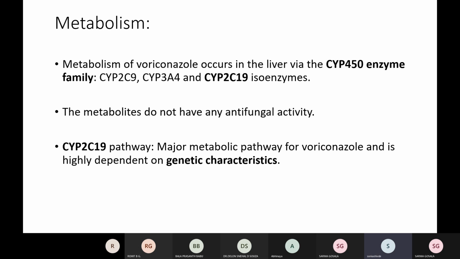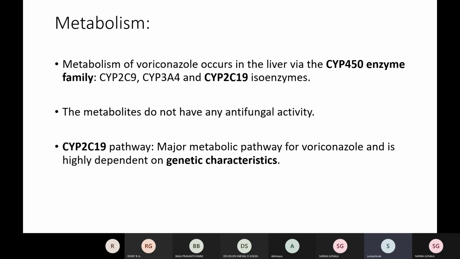Metabolism. Metabolism of voriconazole occurs in the liver via the CYP P450 enzyme family. These are oxidoreductase type of enzymes: CYP2C9, CYP3A4 and CYP2C19, which is the most important isoenzyme involved in the metabolism. The CYP P450 enzyme system also metabolizes other drugs, and a lot of drugs inhibit or induce their action, thus resulting in drug-to-drug interactions.